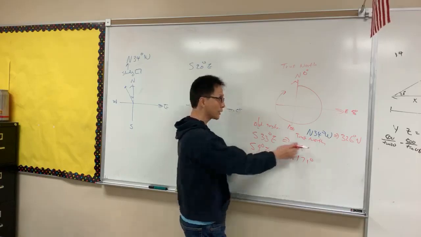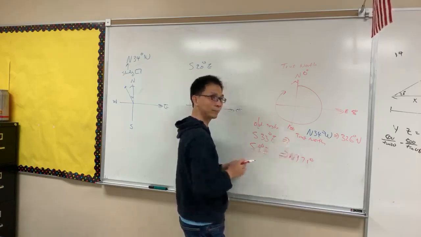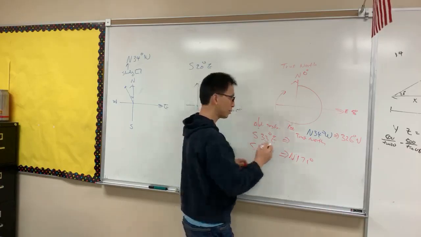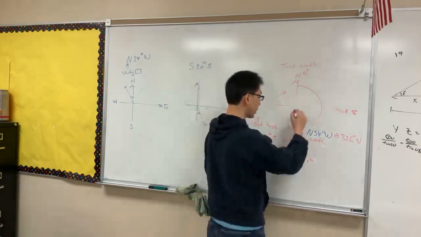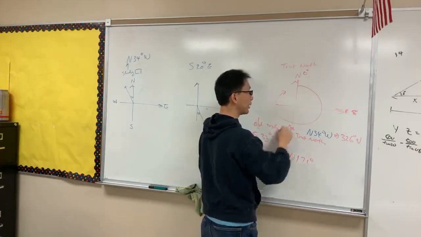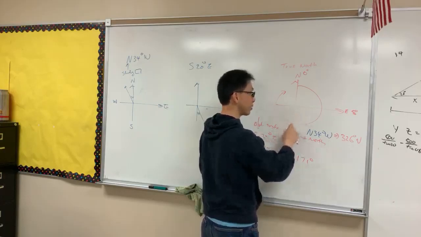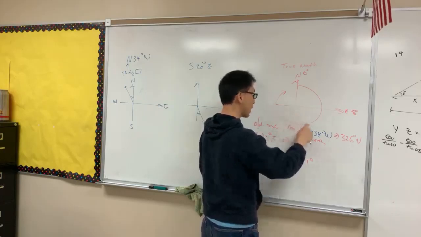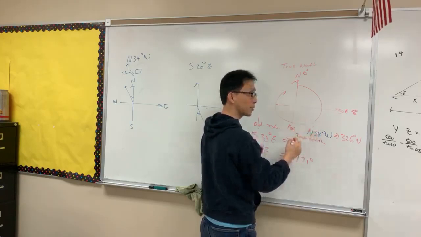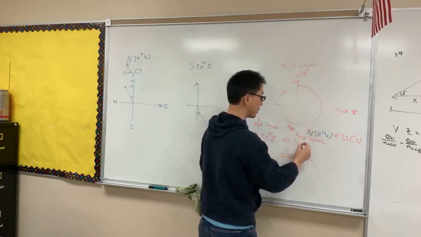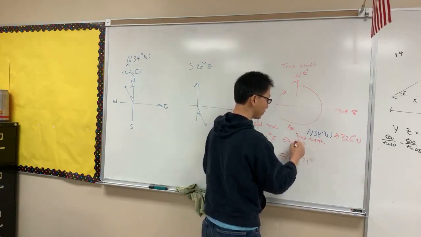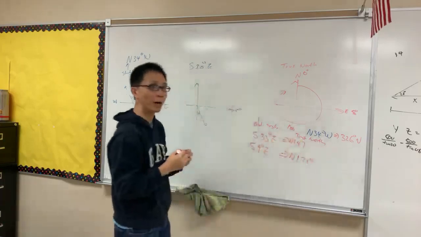How about the top one? 147. We're trying to connect north together. It's south 33 degrees east, so it's this way. So it'll be 180 subtract 33, so it's what? 147. 147 north, right? So that's how you convert from one direction to the other direction.